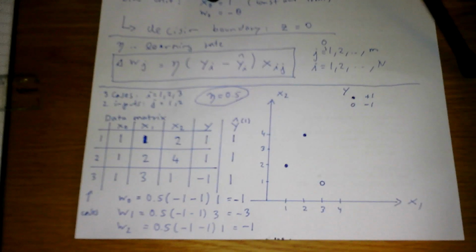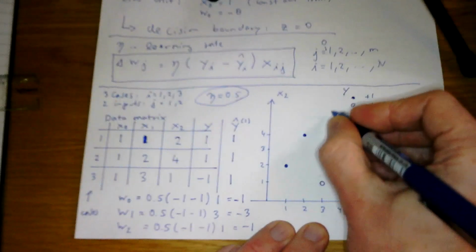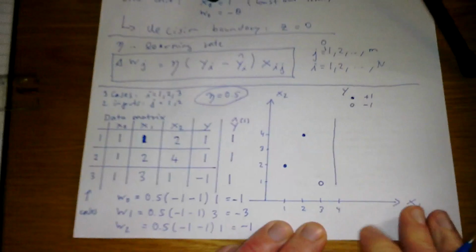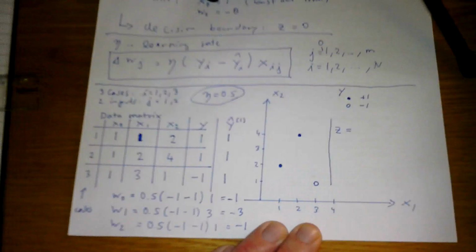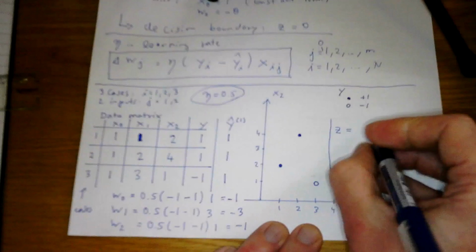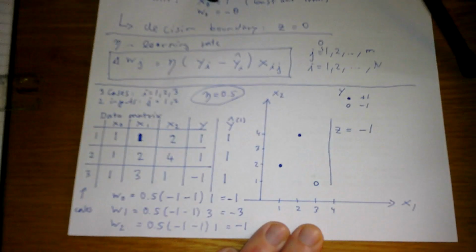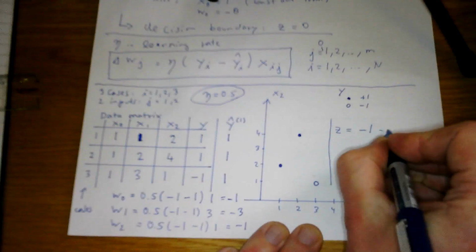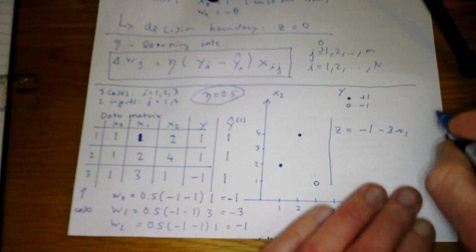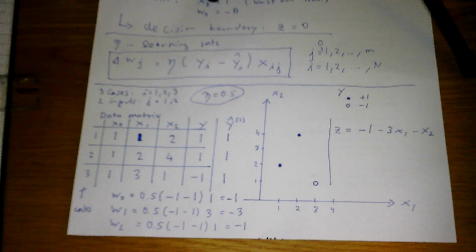So in this third case, in our first run through our data, we would then get the following. We would get z is equal to, now we have our bias unit as simply -1. x0 is always 1, so I can just drop that. Then we have -3 x1 and -x2. So that is basically my decision boundary.